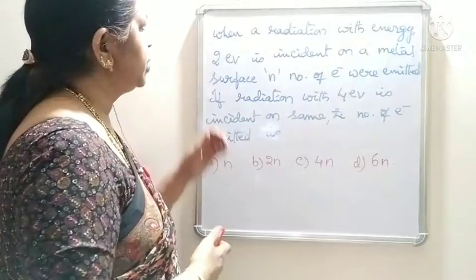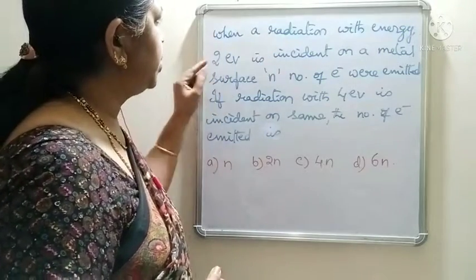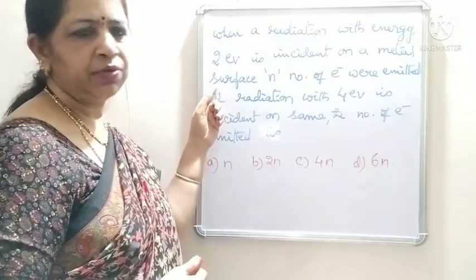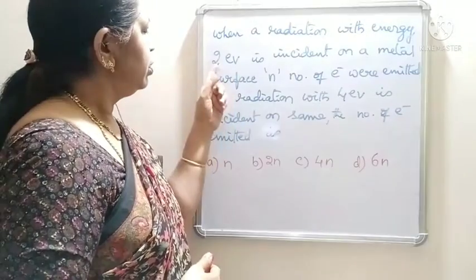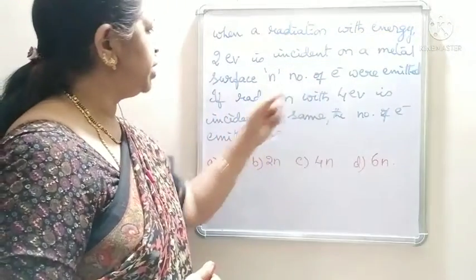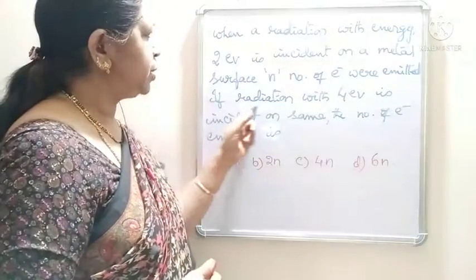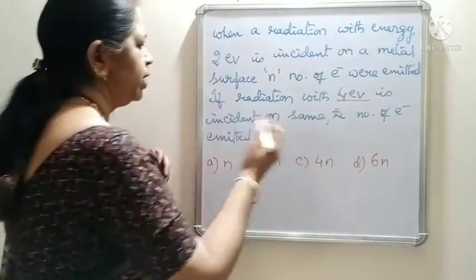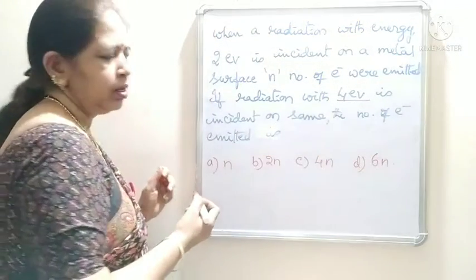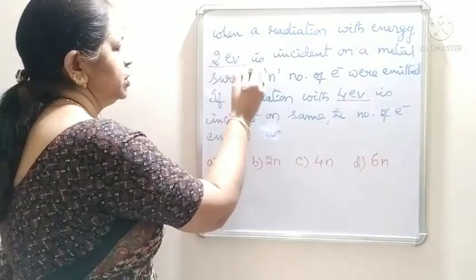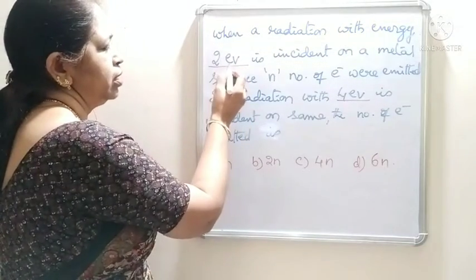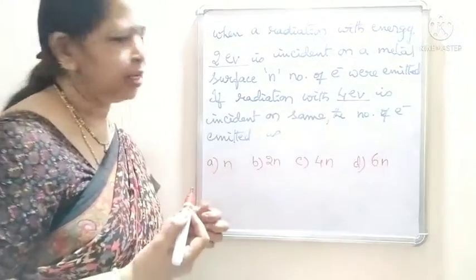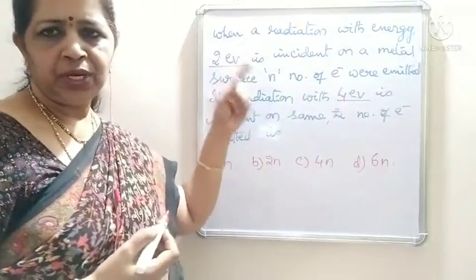The next question, students. When a radiation with energy 2 electron volts is incident on a metal surface, that means it is the photoelectric effect problem. N number of electrons were emitted. If the radiation with 4 electron volts is incident, then how many number of electrons are emitted? That is the question. First radiation with 2 electron volts and second 4 electron volts. Now what is the answer? Here the energy is increasing.